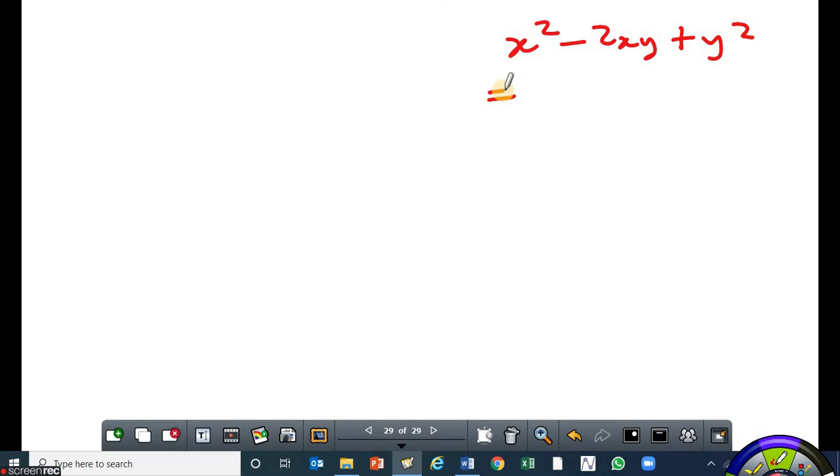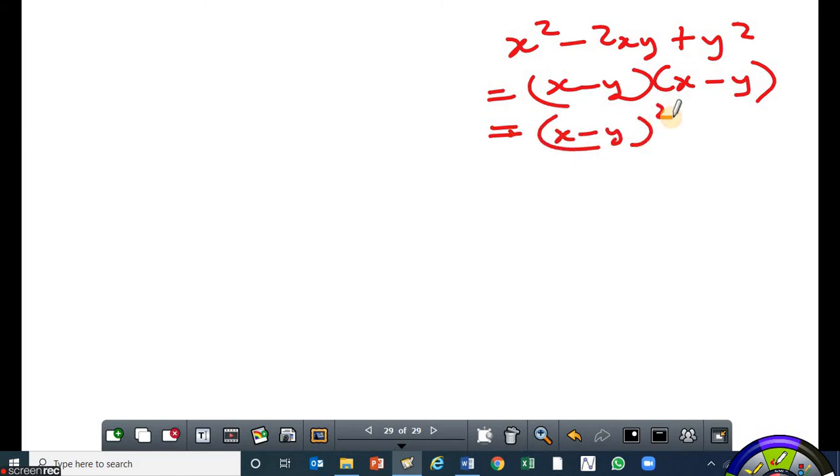Can someone factorize that? Yes, Delma? X plus y? No. But at least you tried. Thank you very much. Yes? Thank you. So it's x minus y times x minus y. Now again, do you see that the 2 binomial factors are the same? Do you see that? So we can write this as x minus y all squared.